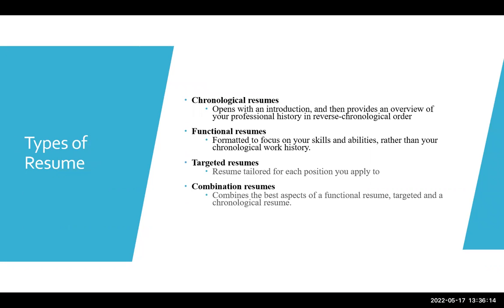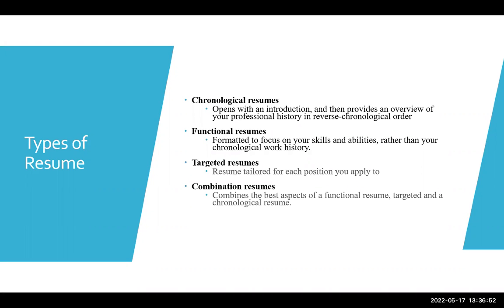In terms of the different types of resumes, there are four that we're going to focus on today, that being your chronological, functional, targeted, and combination resume. Your chronological opens up with an introduction and then provides an overview of your professional work history in reverse chronological order, meaning that your most current position will be at the very top, and then your oldest will be at the very, very bottom. The functional resume is perfect for those that want to break into a specific field, or two, that maybe don't have too much work history.